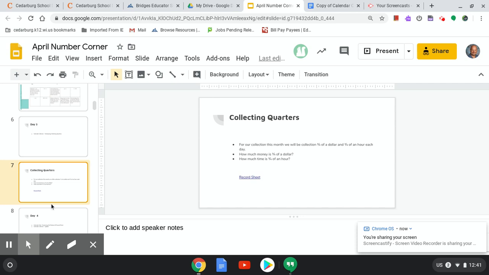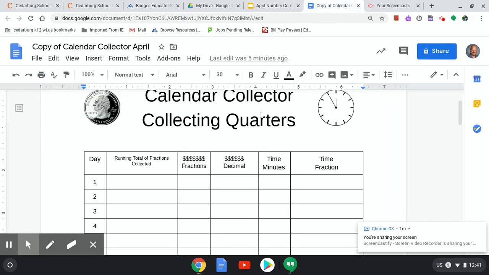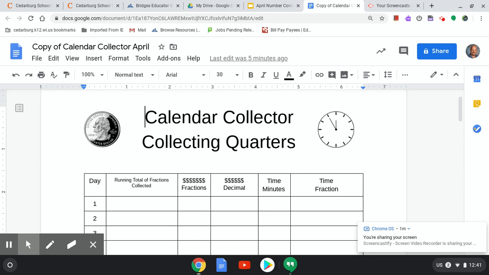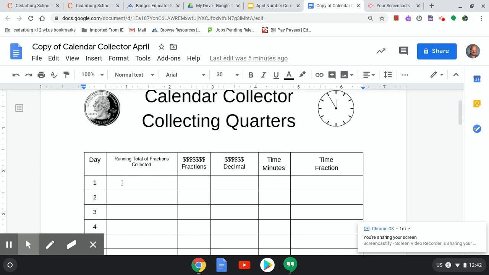So hopefully you've been shared in your Google Drive our record sheet, which would look something like this. And we're going to be using our days to collect 3/4 of an hour. So on our first day, you can either print this off and record it with paper and pencil, or some of you have it located in your Google Drive and you're able to print this out, or record it electronically. So on day 1, we are going to collect 1/3.